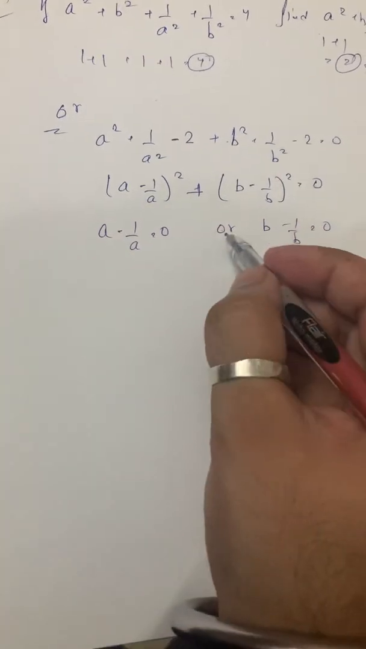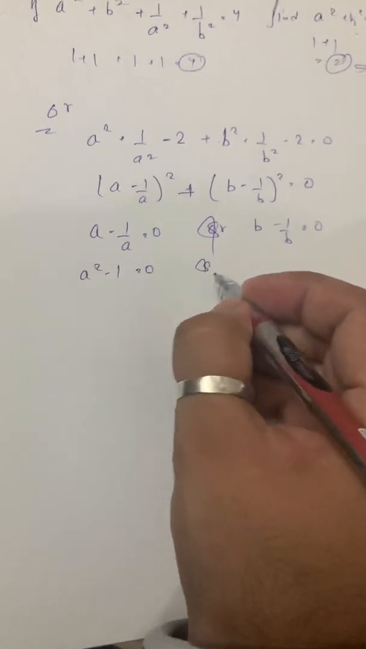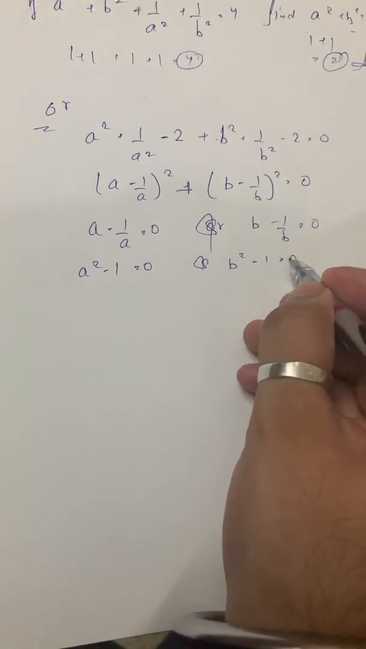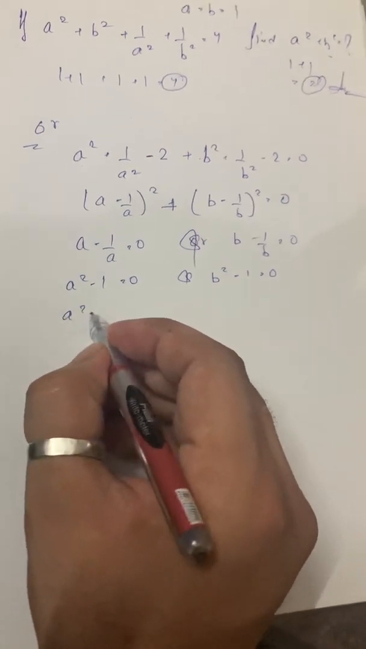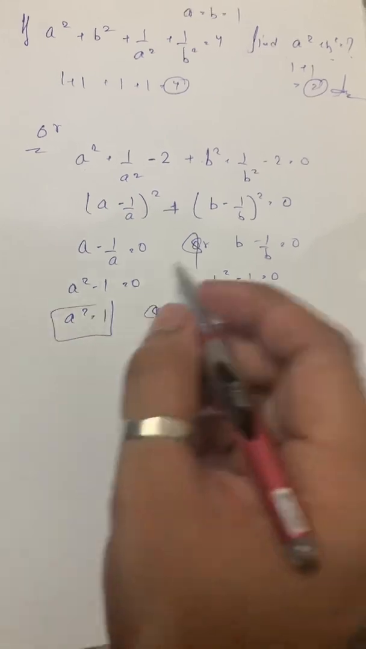That will not be or, I will say that will be and. So we can say a square minus 1 is equal to 0 and b square minus 1 is equal to 0. So here a square is equal to 1, and b square is equal to 1. See, this thing we have to solve.